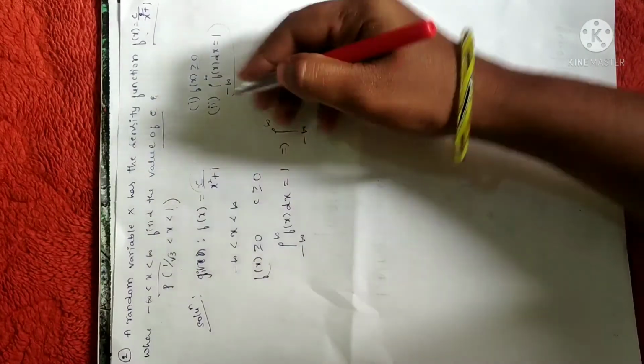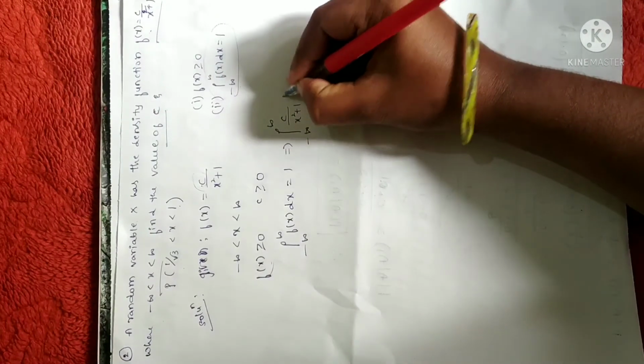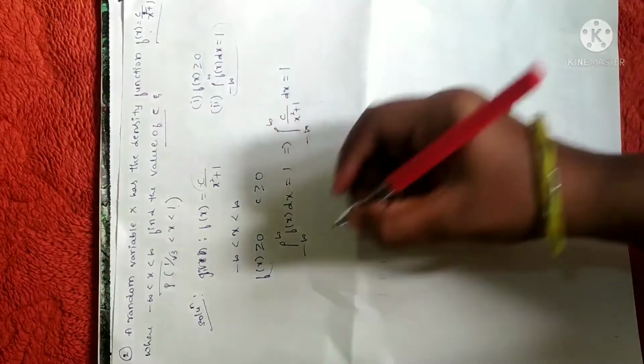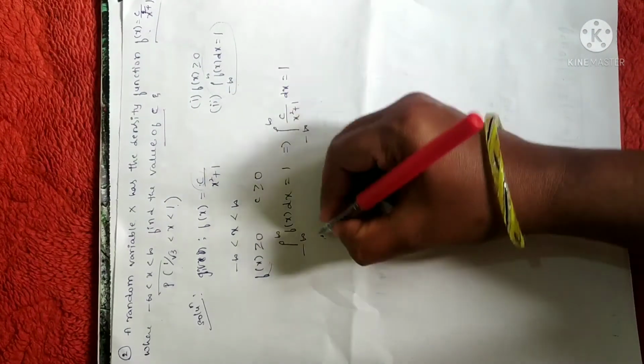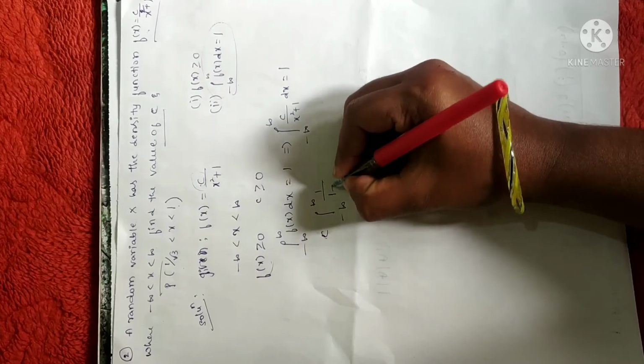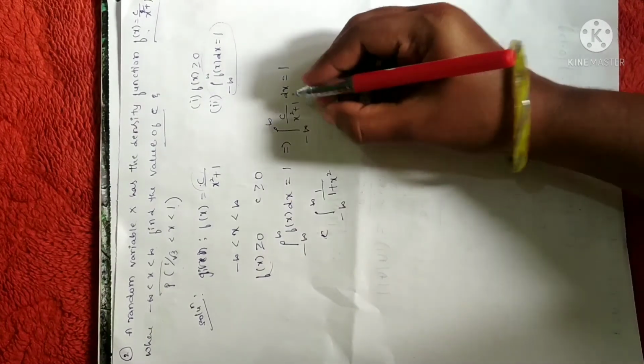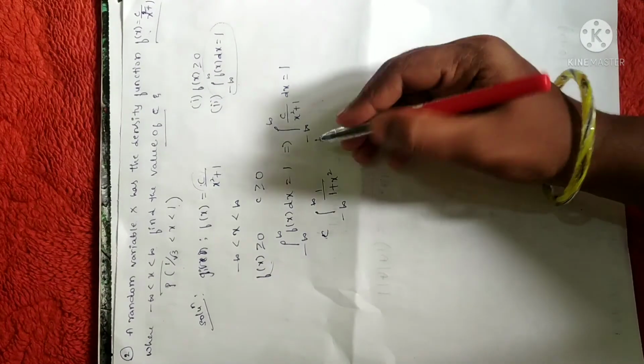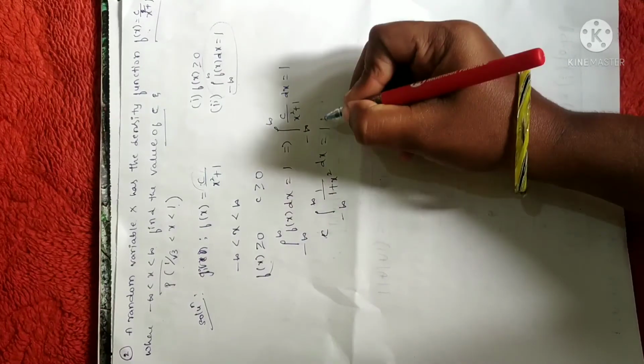The integral from minus infinity to plus infinity of c divided by x square plus 1 dx is equal to 1. So I'll just simplify here. C is constant, so I can take it outside. You will get the integral from minus infinity to plus infinity of 1 divided by, since x square plus 1 is the same as 1 plus x square, so let me write it as 1 plus x square, dx is equal to 1.